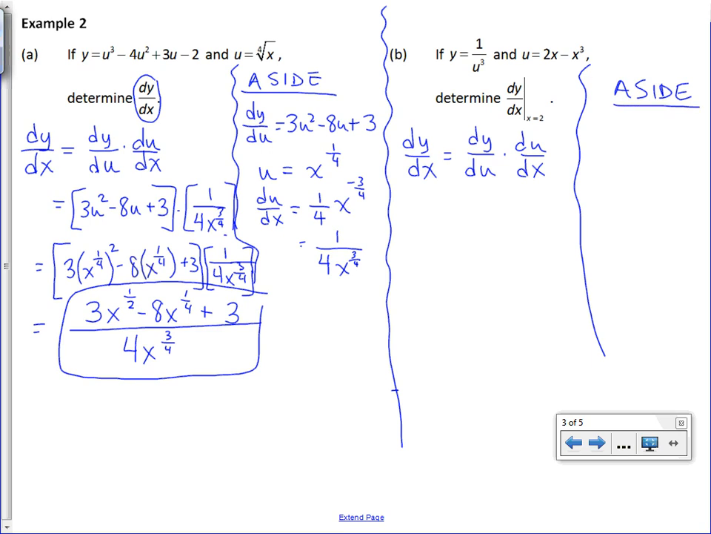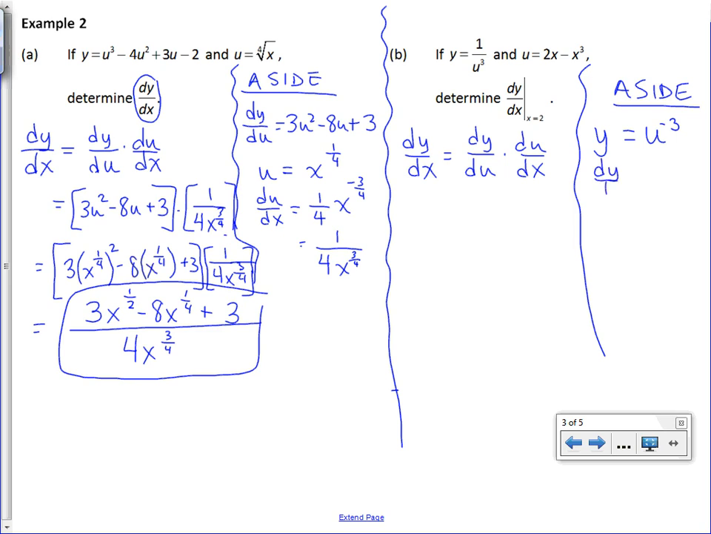Okay, so this time, y equals 1 over u cubed. I have to take the derivative of y in terms of u. Should I do a rewrite of that to help me take the derivative? Let's all smile and nod. Yes, we should. So what's the rewrite of 1 over u cubed? u to the negative 3.